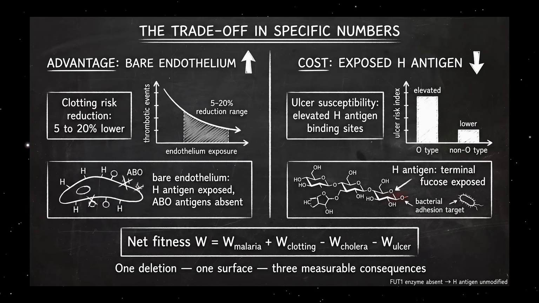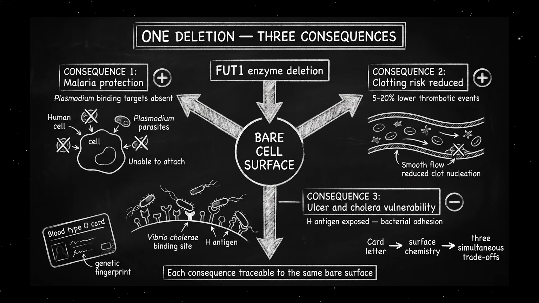My understanding of the letter on the card changed the week the trade-off reached specific numbers. 5 to 20% lower clotting risk from the bare endothelium. Higher ulcer risk from the exposed H antigen. Malaria protection from the absent binding targets. 1 deletion producing 3 consequences that pull in different directions simultaneously, each one traceable to the bare surface, the broken enzyme left behind. The card in the wallet is a genetic fingerprint.